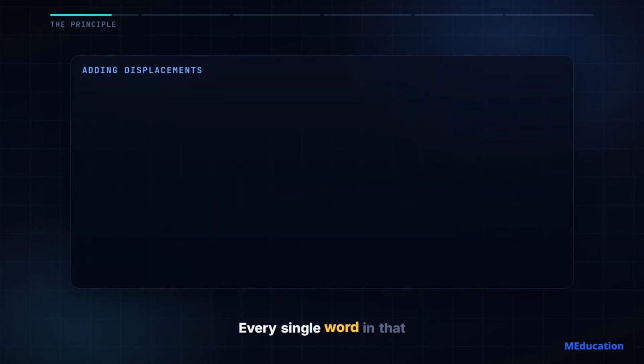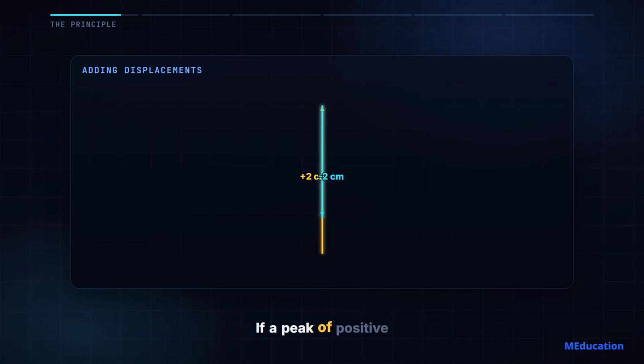Every single word in that definition earns its keep. Vector sum is the most frequently dropped mark. Displacements have direction. If a peak of +2 centimeters meets a trough of -2 centimeters, you don't just add 2 and 2 to get 4. Because they are vectors pointing in opposite directions, +2 and -2 add algebraically to exactly 0.